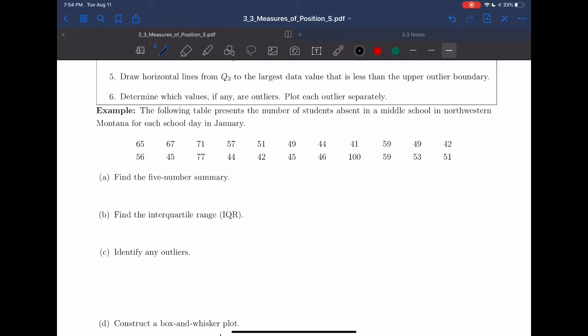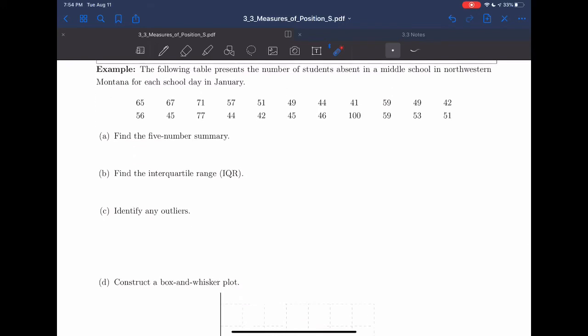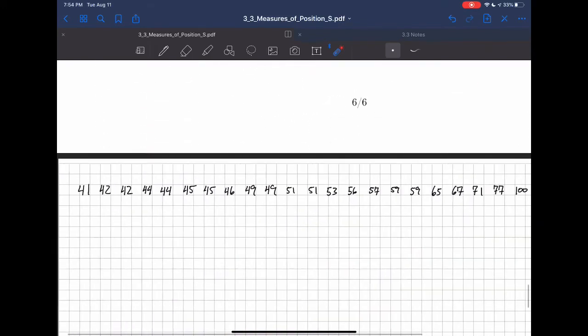To make a box and whisker plot, we need to figure out a couple things first. We need to find the 5-number summary, the IQR, and identify any outliers. I would recommend you pause the video and do this on your own since we've already done a lot of examples of these. To find the 5-number summary, the first thing we have to do is arrange our dataset from smallest to largest. Luckily, I've already done that here.